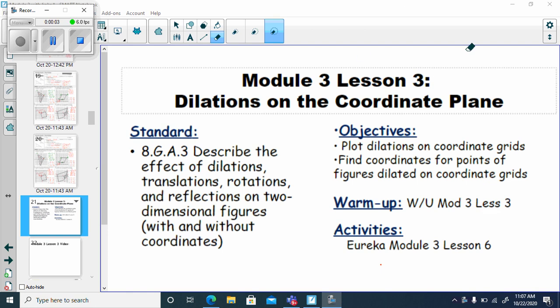This is Module 3, Lesson 3, Dilations on the Coordinate Plane. We're currently looking at Standard 8.G.A.3, where we're going to describe the effect of dilations, translations, rotations, and reflections on two-dimensional figures. Now, we've already looked at translations, rotations, and reflections. So this is where we're going to look at dilations, and we've done some work on dilations already.